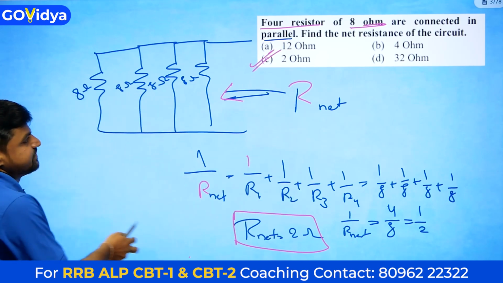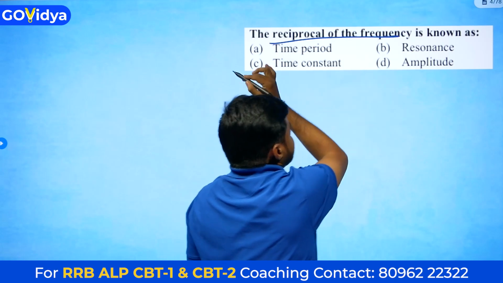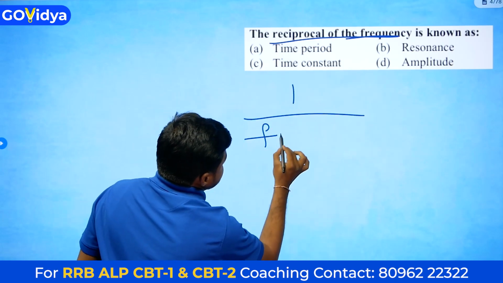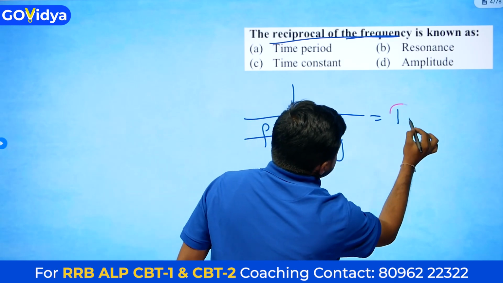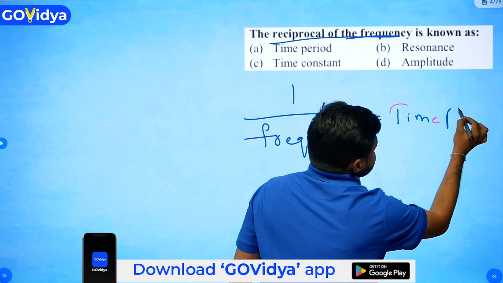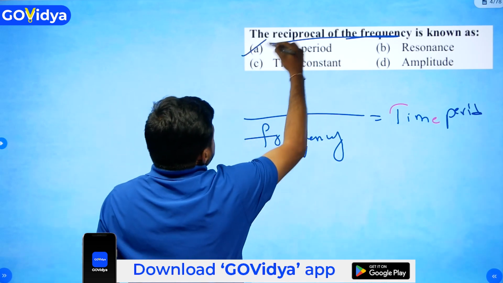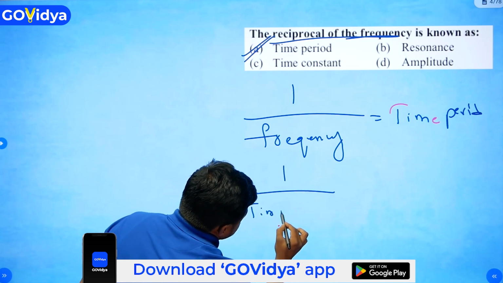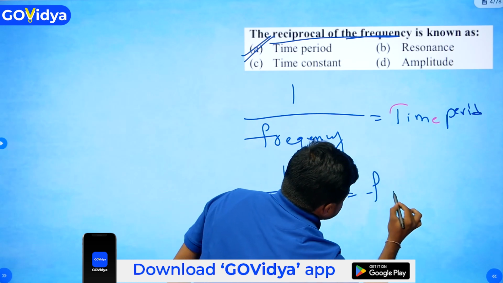Okay, next question, the reciprocal of frequency is... The reciprocal of frequency means 1 by frequency. 1 by frequency is equal to time period. From the options, option A is the correct answer. Similarly, reciprocal of time period is equal to frequency.